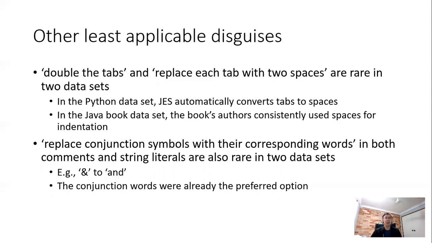We have four other least applicable disguises. Double the tabs and replace each tab with two spaces are rare in two datasets. For the Python dataset, the tabs are automatically converted to spaces. And for the Java book dataset, the book authors consistently use spaces for indentation. The last two are replace conjunction symbols with their corresponding words in both comments and string literals. So for example, an and as a symbol is replaced with and as a word. Why is this rare? Because usually we use the latter. We use and as a word instead of as a symbol.